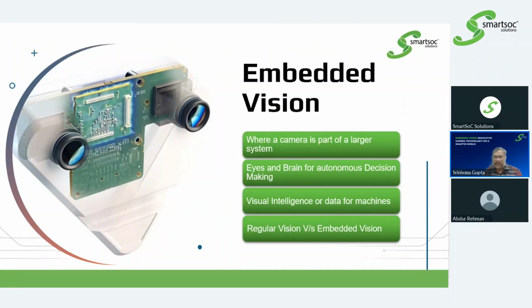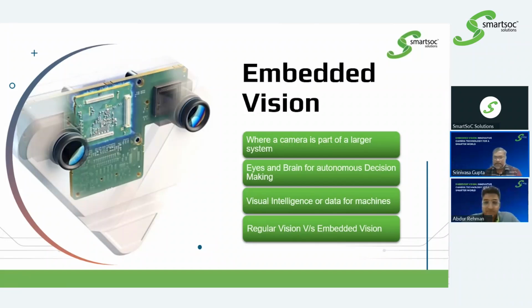So whatever decisions we are taking, it is autonomous vehicles or guided vehicles and robots and so many things. We capture videos and take a decision based on real time. Okay, so that is all embedded vision.